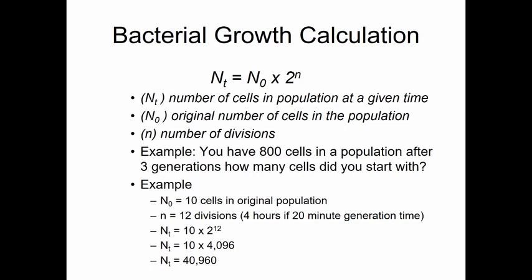The biggest way people go wrong is you don't remember that the little n is an exponent. You think you're just multiplying. You're going to end up with a drastically lower number than what you should if you just multiply. Okay?